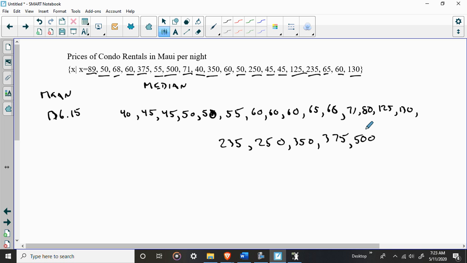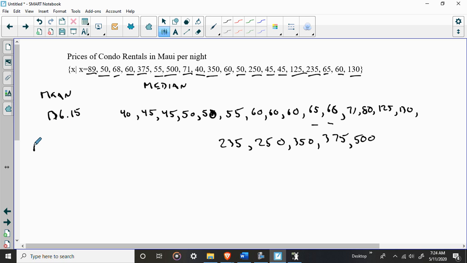Now, if that's not a painful enough process, don't worry. I'm going to show you guys some tips and tricks. Okay, so your median, again, if there's 20 numbers that we counted, we should have 10 in each direction. 1, 2, 3, 4, 5, 6, 7, 8, 9, 10. And we're going 1, 2, 3, 4, 5, 6, 7, 8, 9, 10.